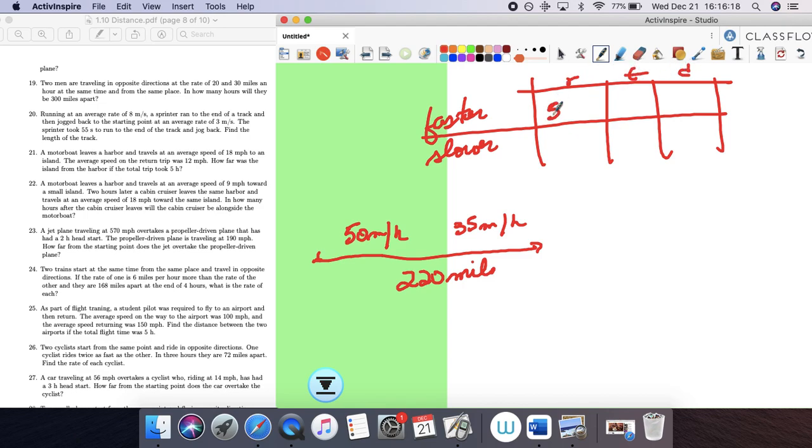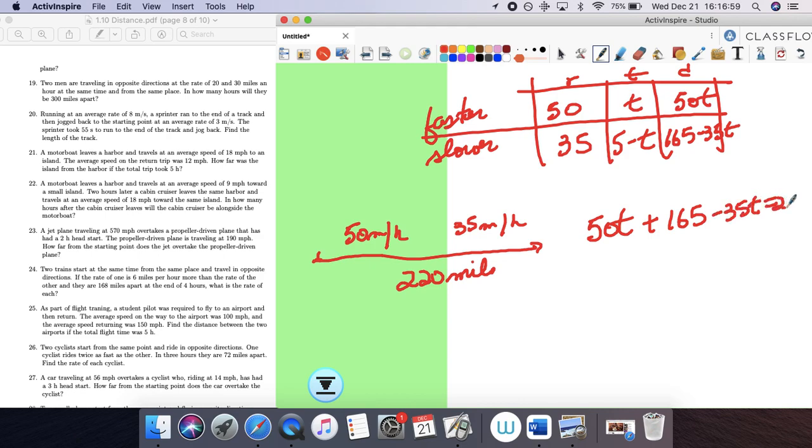RTD, the faster part is 50, the slow part is driving at 35. They tell us the total trip took 5 hours, so again, we don't know how much of the trip was spent driving at 50 or how much at the slower speed. So let's call this t and let's call this 5 minus t. Distance is 50t over here, and this is going to be 165 minus 35t. So what do I know about their distances? Well, if I add the distance that he drove at 50 miles an hour plus the distance that he drove at 35 miles an hour, that's going to give us 220.